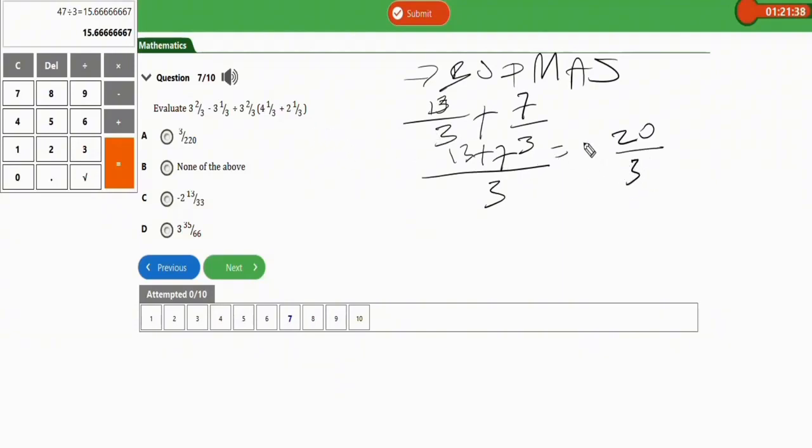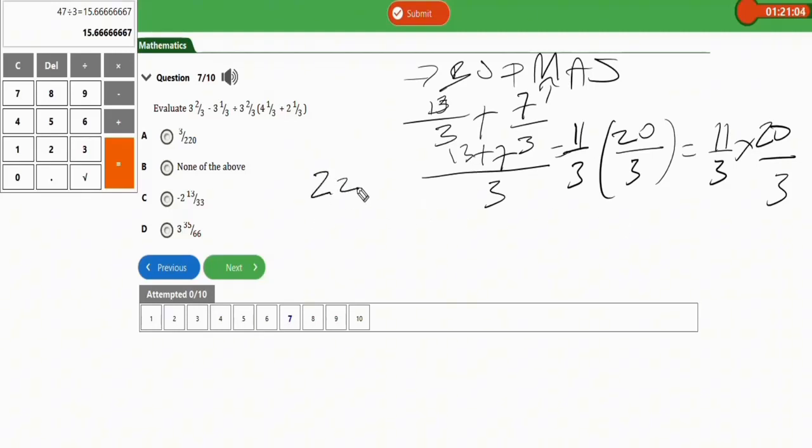So as well as the bracket, remember, after the bracket, we don't have a multiplication sign. Okay, so you multiply this by this whole number beside it, 3 and 2 by 3. So this is 3 times 3 is 9, 9 plus 2, we have 11 over 3. So when you break this down, this is the same thing as 11 over 3 times 20 over 3. So 20 times 11 will give us 220, all right, over 9.